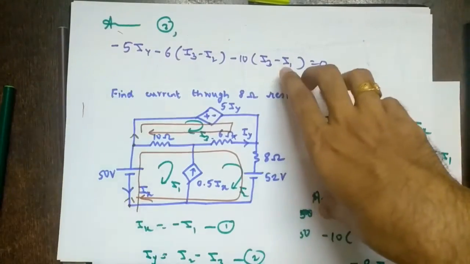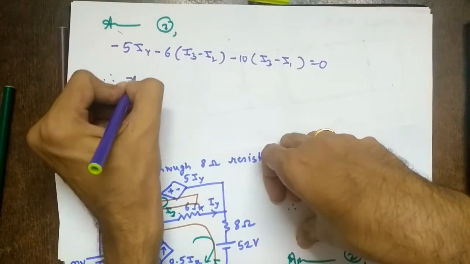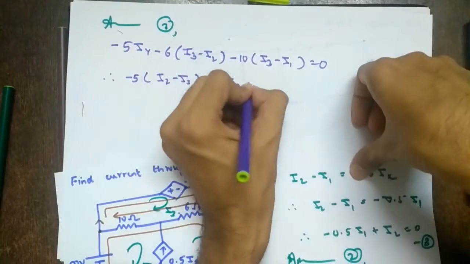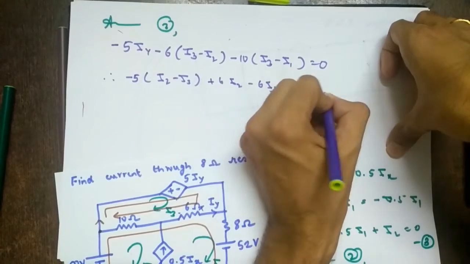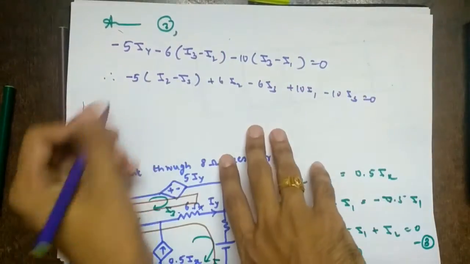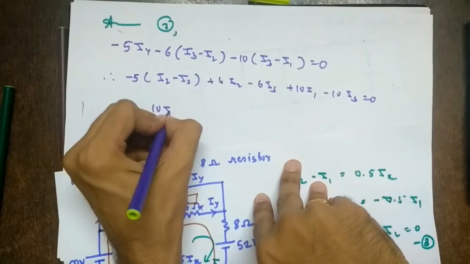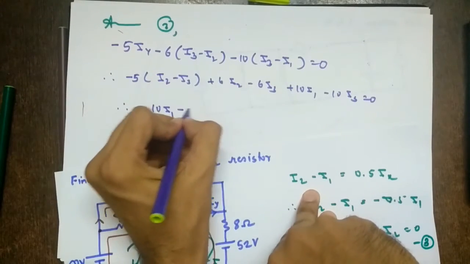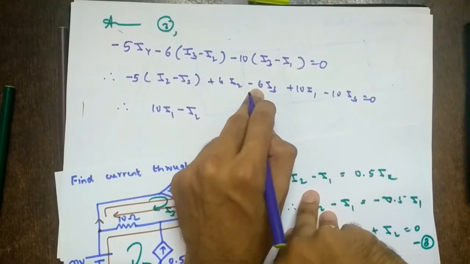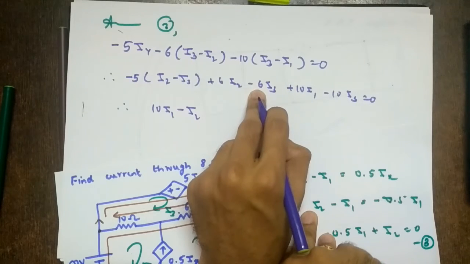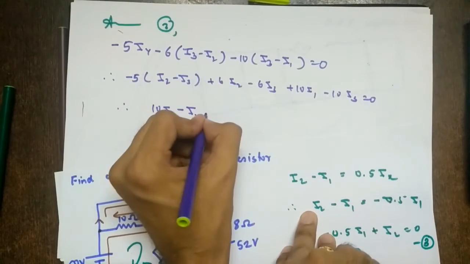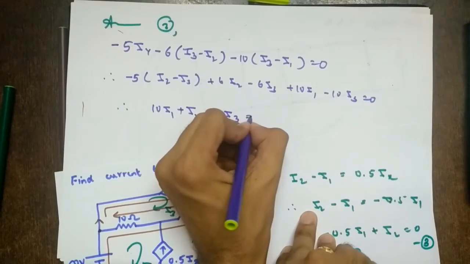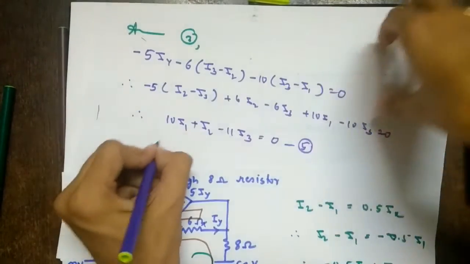So we have extra unknown Iy. What is Iy? I2 minus I3. So substitute here. So minus 5 times I2 minus I3. What will this become? Plus 6 I2 minus 6 I3 plus 10 I1 minus 10 I3 equal to 0. So first we'll prefer I1. So 10 I1, only one term is there. I2 is minus 5 plus 6, so plus I2. I3 is 5 minus 6 minus 10, so minus 11 I3. Equal to, there is no constant term, so equal to 0. So equation 5.